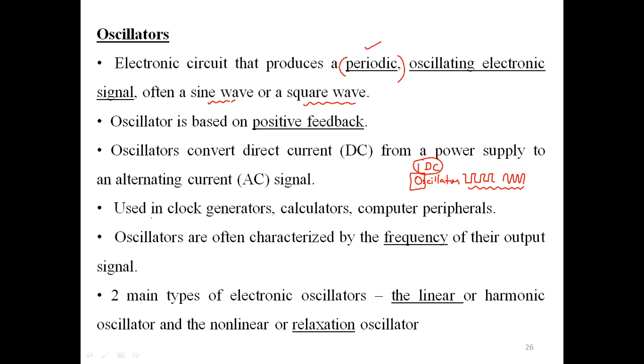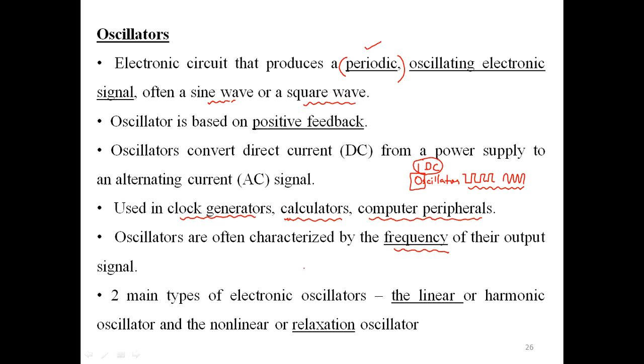Where do we use these particular oscillators? We use them in clock generators, we use them in calculators, and we also use them in many of the computer applications. You can just browse through Google and you will find that most of the digital watches, most of the digital clock generators, most of the digital calculators employ sophisticated oscillators within them. Then oscillators are often characterized by the frequency of their output signal.